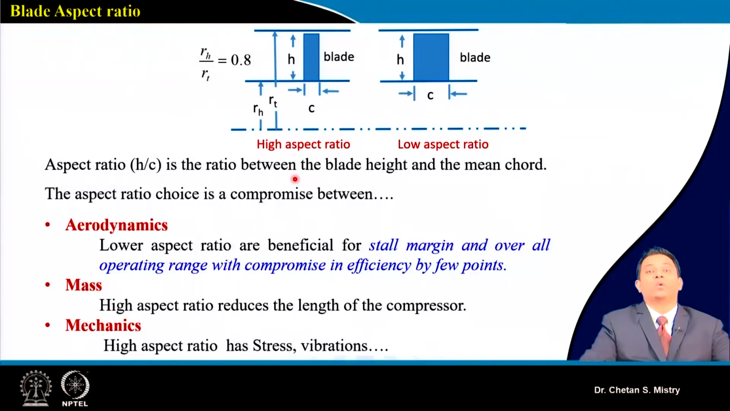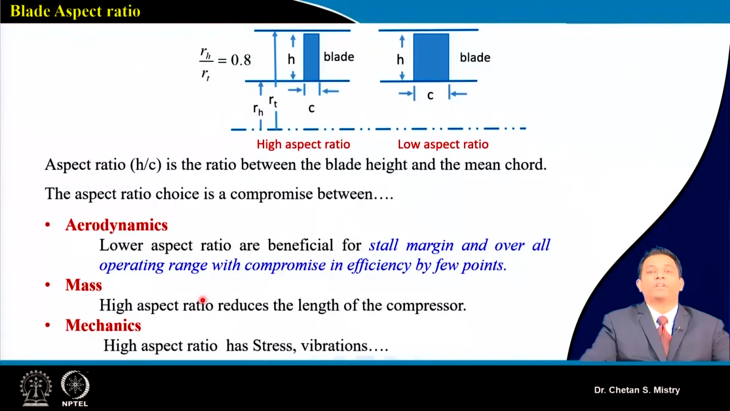So when we have a low aspect ratio blade, it gives us good stall margin and a higher operating range, but we need to compromise on efficiency by a few points. We will see the reason behind that, but you can understand that a lower aspect ratio blade has this kind of benefit. Suppose I am talking about mass: a high aspect ratio will reduce the length of my compressor. So if I consider high aspect ratio blades, they will reduce my overall compressor length, and that will help in reducing our mass.